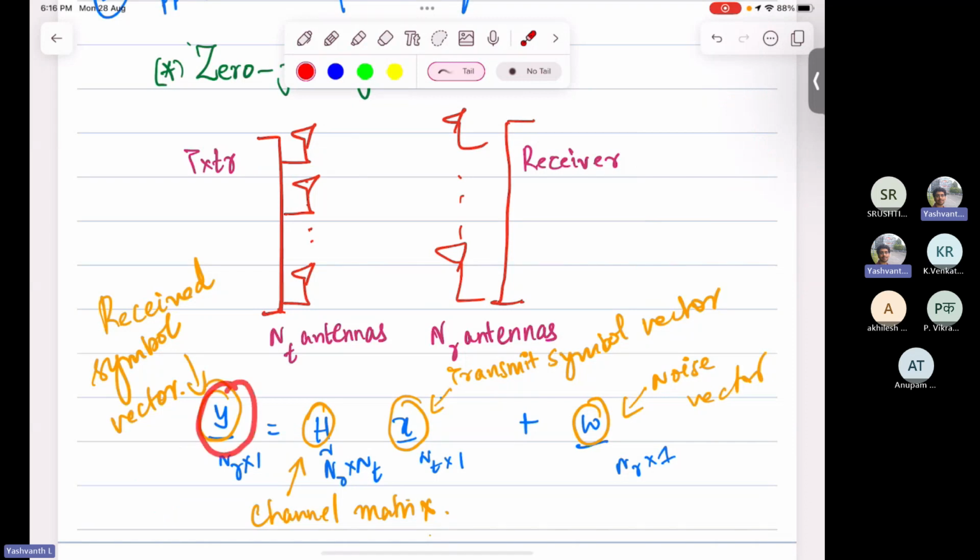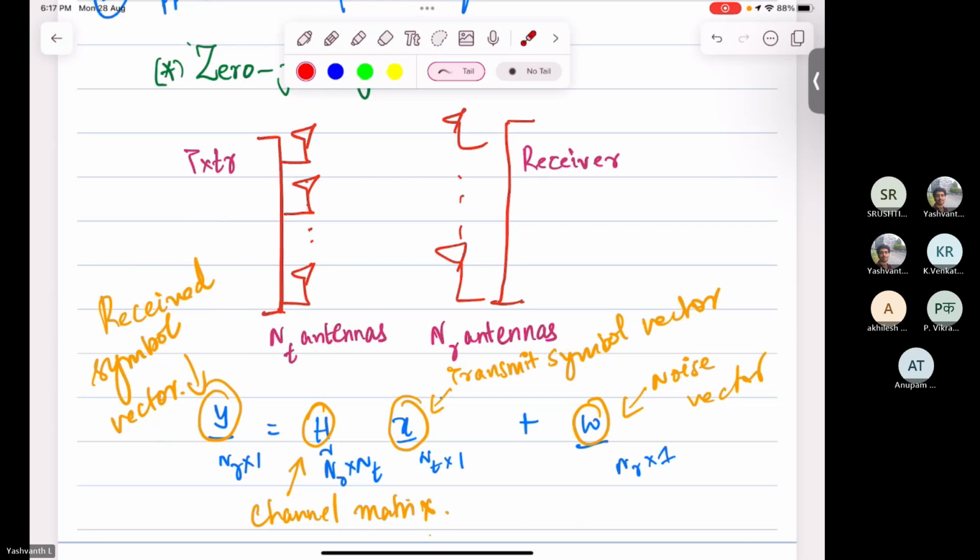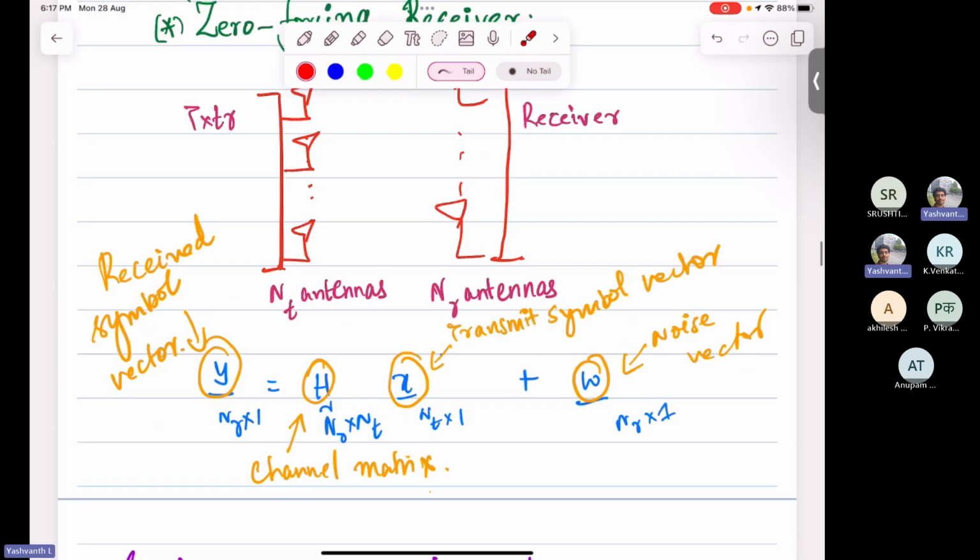Y is basically an NR cross 1 vector. That is, the data I received in the first antenna is y1, data on the second antenna is y2, and so on till data on the NRth antenna is yNR. I stack all of this information into a vector and call that the y vector. This is also called the received symbol vector at the mobile phone, because here I'm considering the receiver to be a mobile phone. H is the channel matrix.